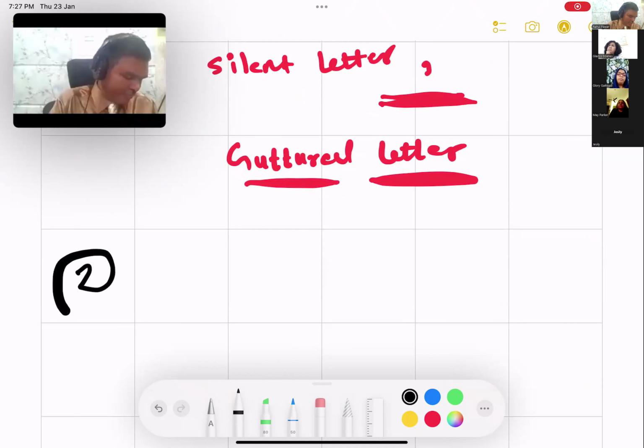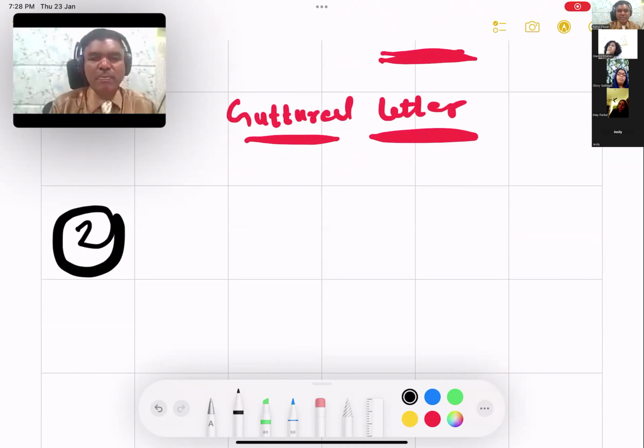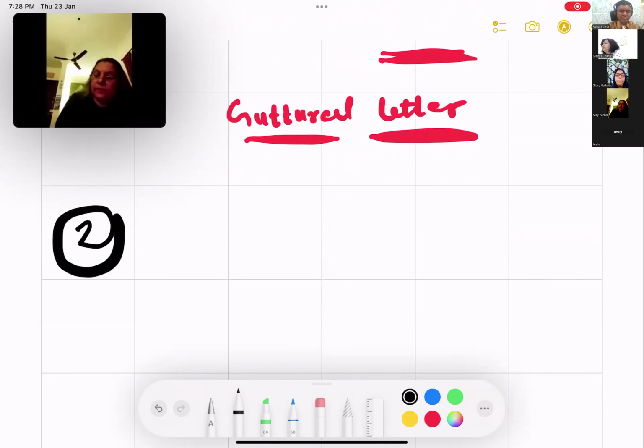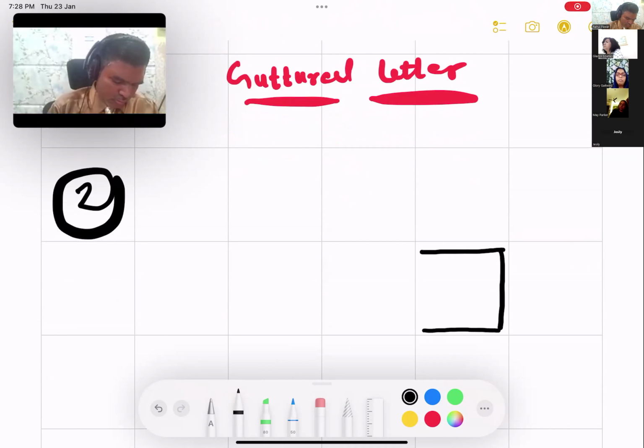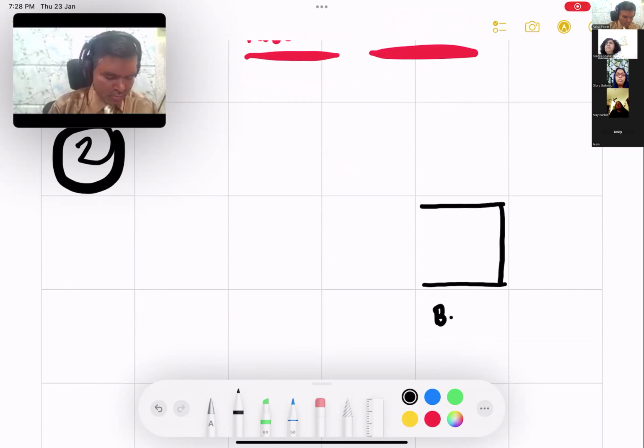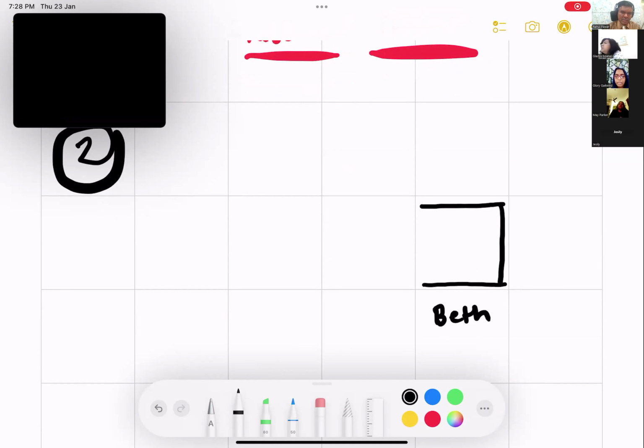Now, the second letter is called Beth. Everyone say Beth. How to write Beth? I will teach you how to write Beth. From the left upper corner, go, then come down. Now, this is the letter which is called Beth. Everyone say Beth.